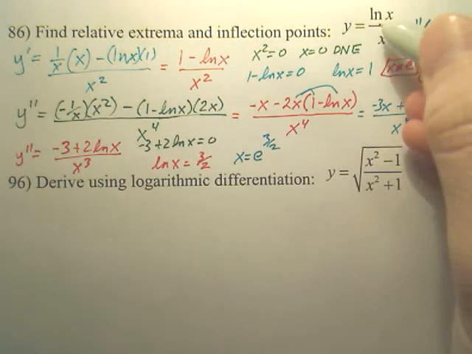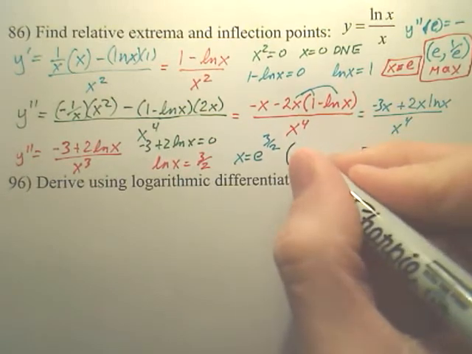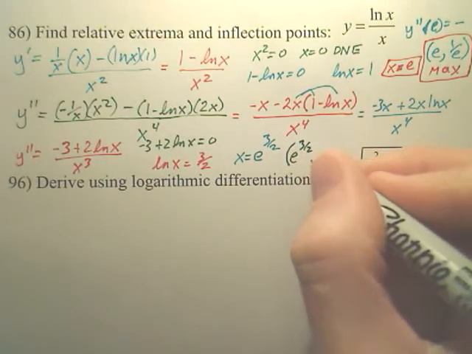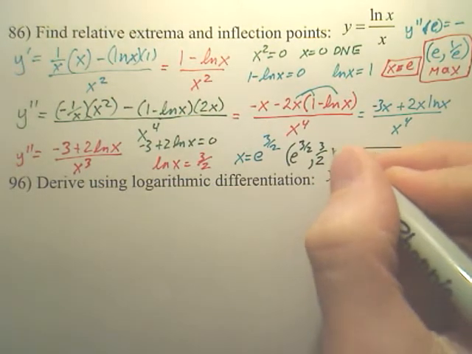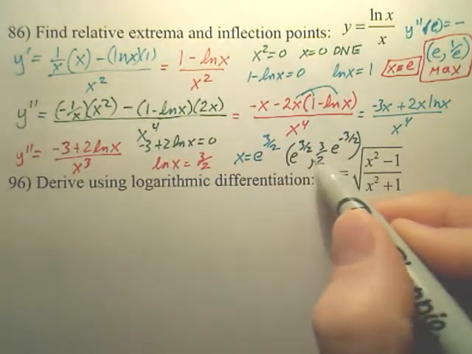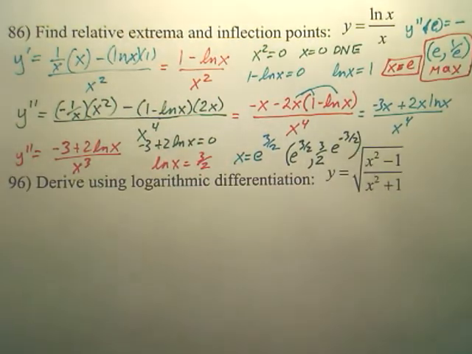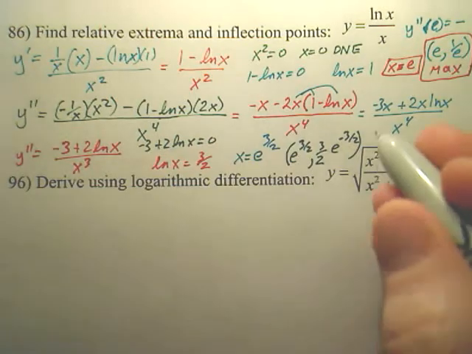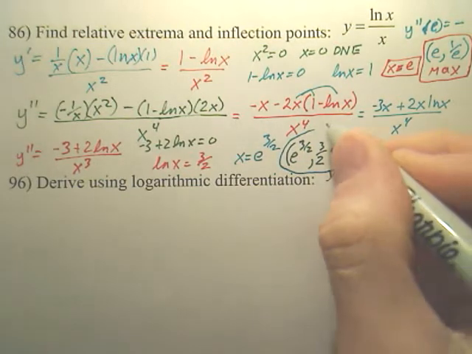If I plug this back into the original, I'll just tell you your coordinate ends up being e to the 3 over 2 comma 3 over 2 e to the negative 3 over 2. That's what the y value ends up being when you plug that in. This is the coordinate. I didn't leave myself enough space, I'm realizing now. But this is going to be a point of inflection.